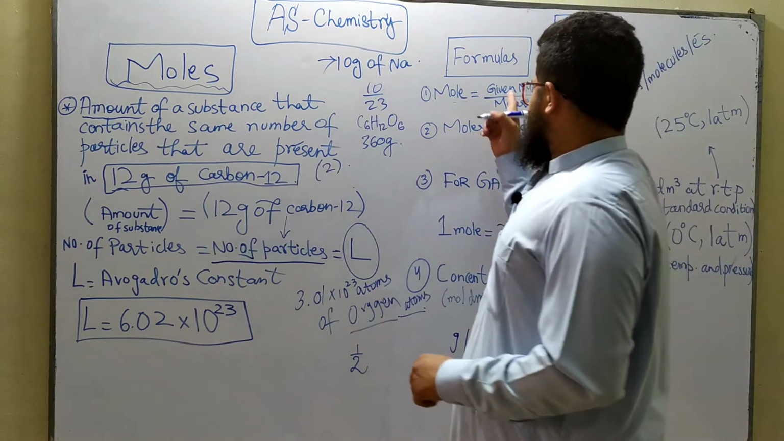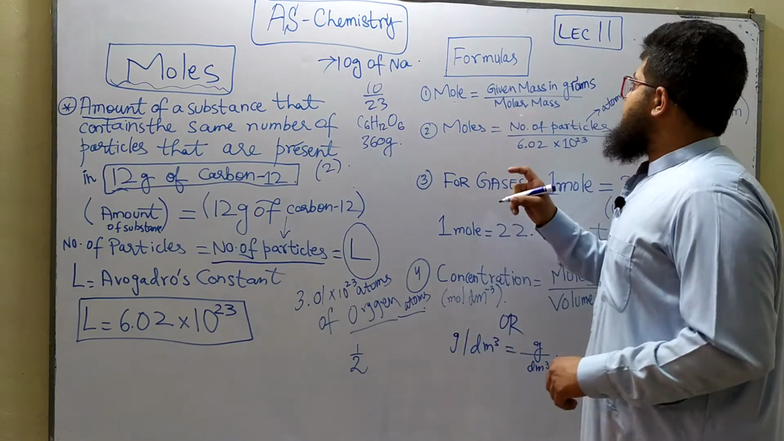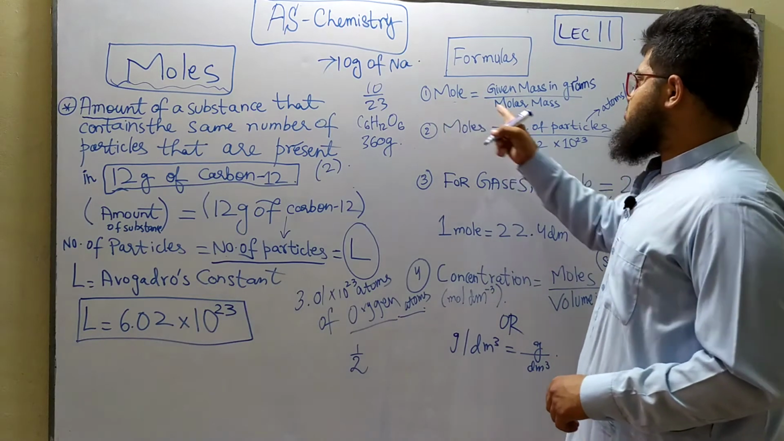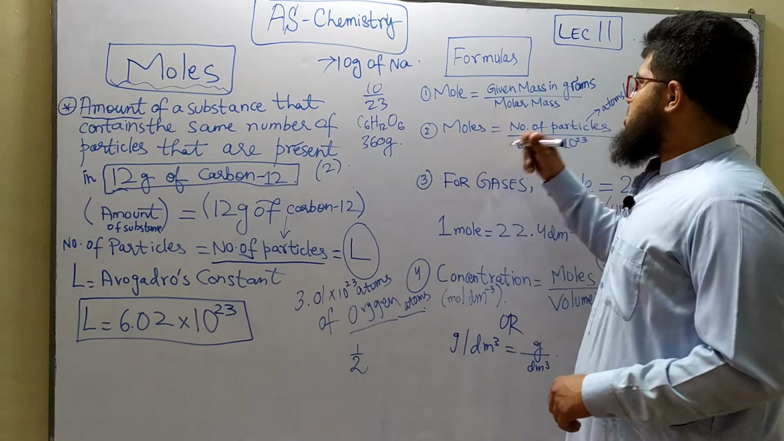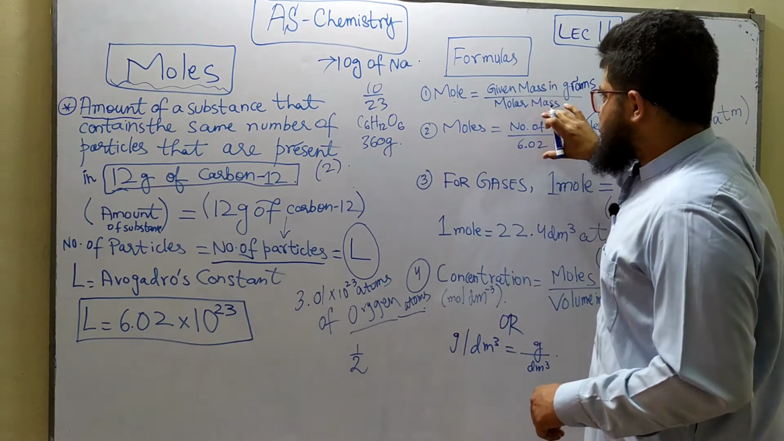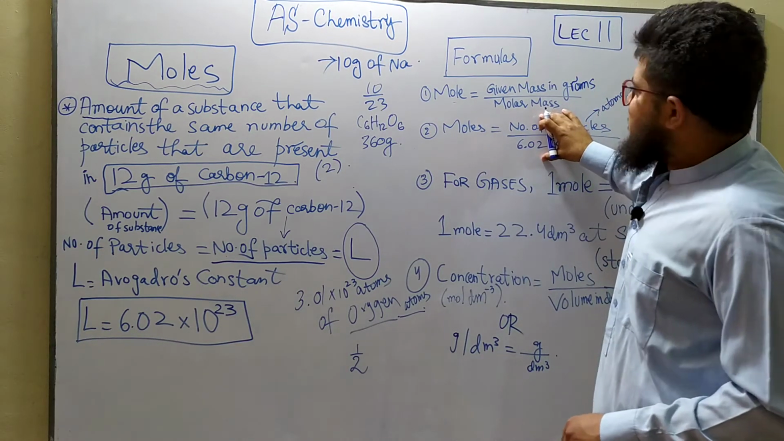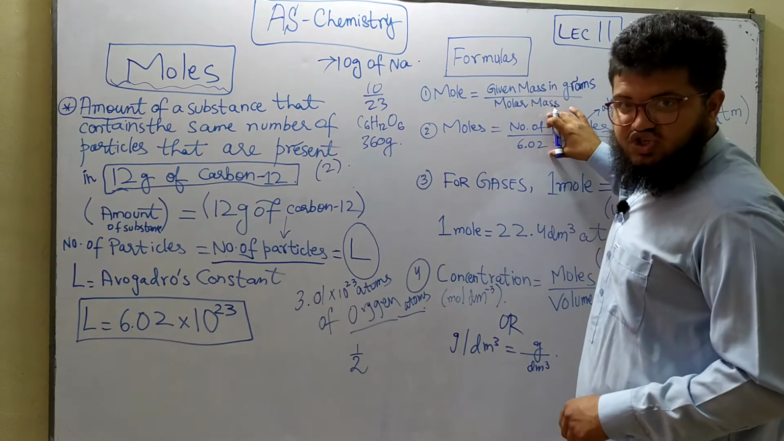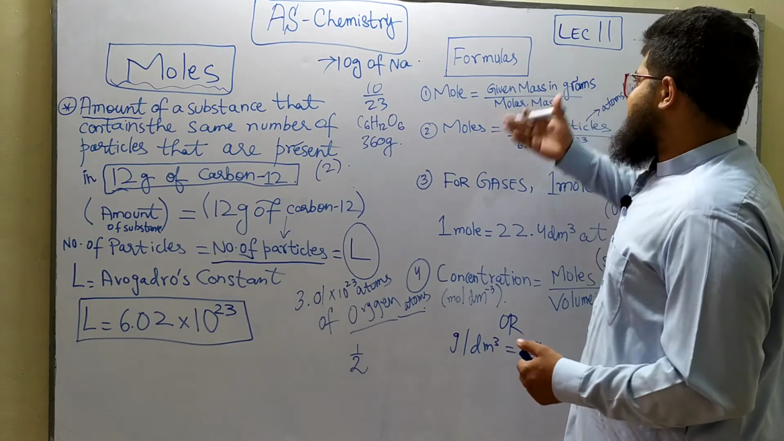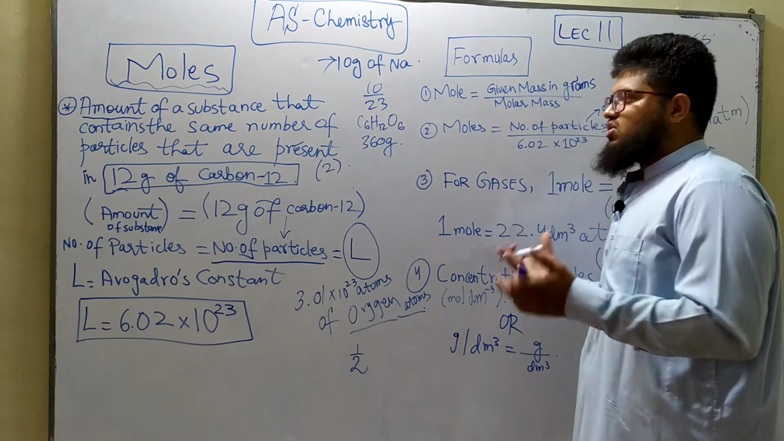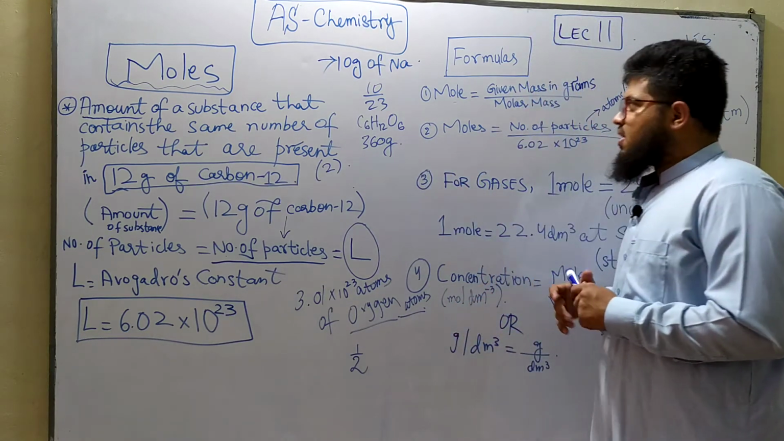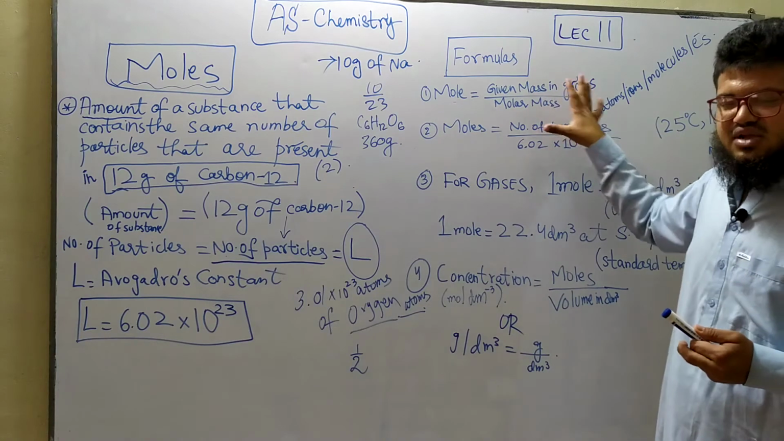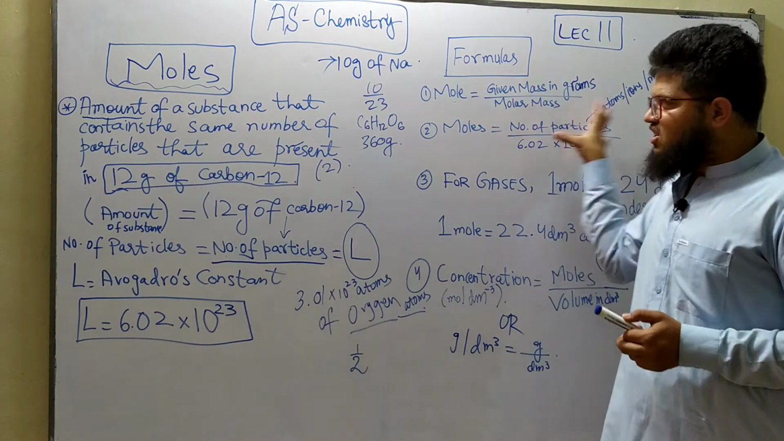As you know, given mass upon molar mass is equal to moles, and the number of particles divided by this number is also equal to moles, so this fraction is also equal to this fraction. If you equate the two fractions, then of course you can calculate anything the examiner has asked you in the questions, and I'm not doing that here as well. This is a complete revision from your O levels, nothing new.